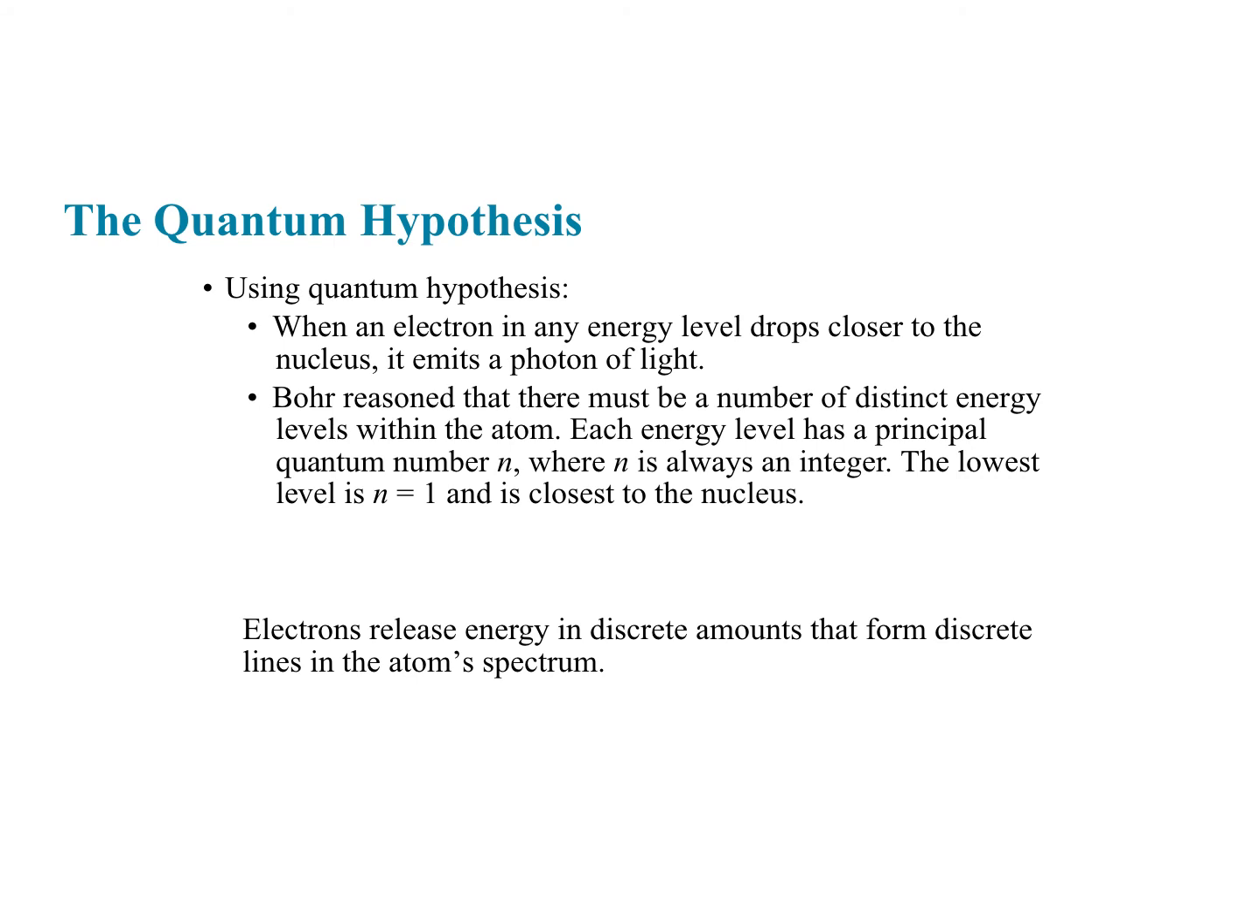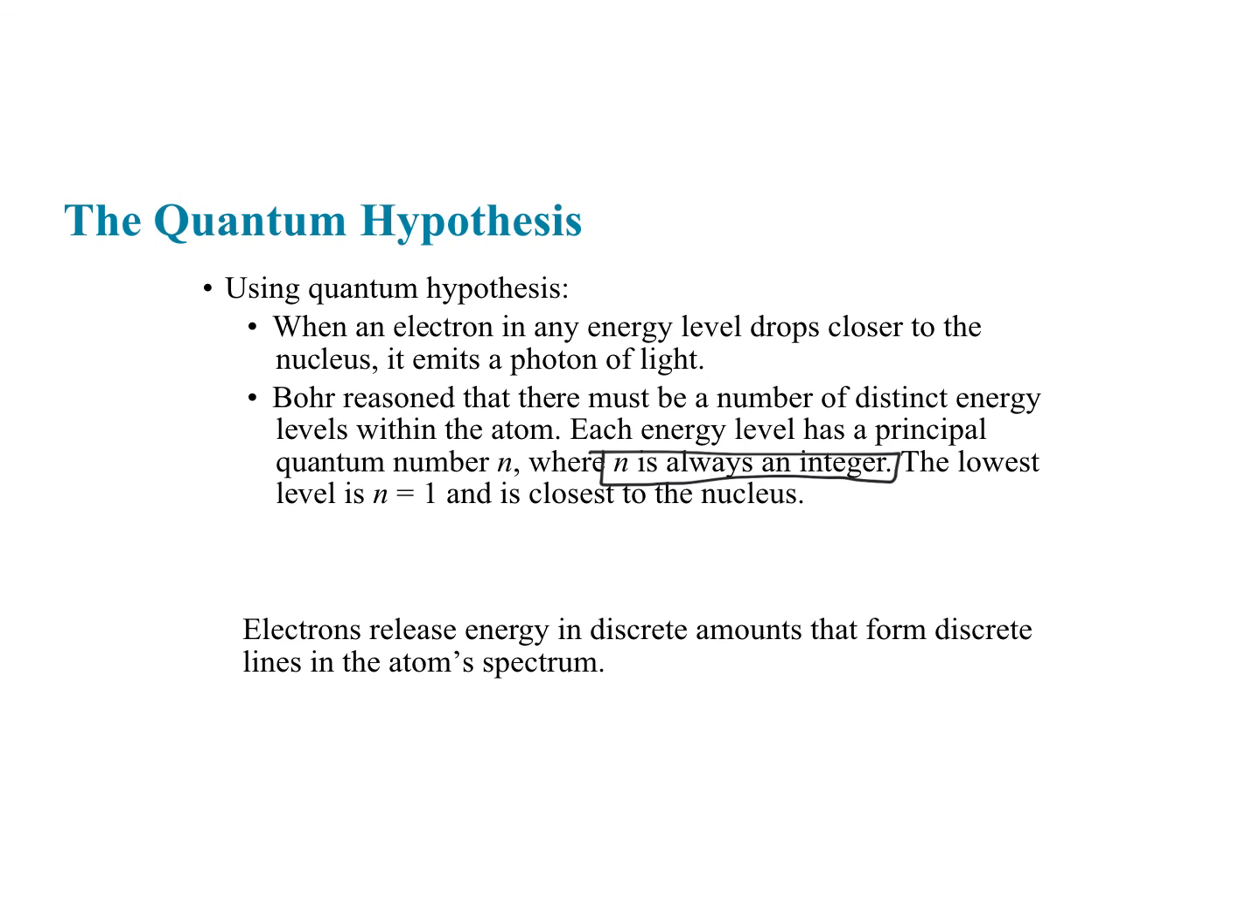So in this next slide, we'll talk about this idea a little bit more. When an electron drops down closer to the nucleus, it emits a photon of light. Now, Bohr reasoned that there must be a number of distinct energy levels within the atom. Each energy level has what we call a principal quantum number n. And key idea here, n is always an integer.